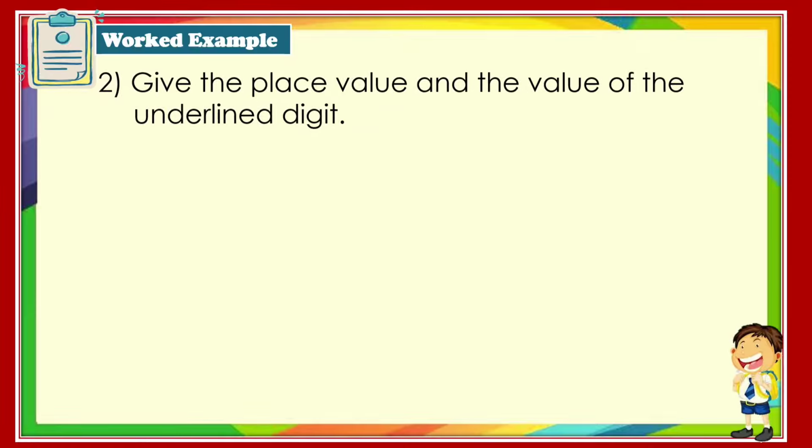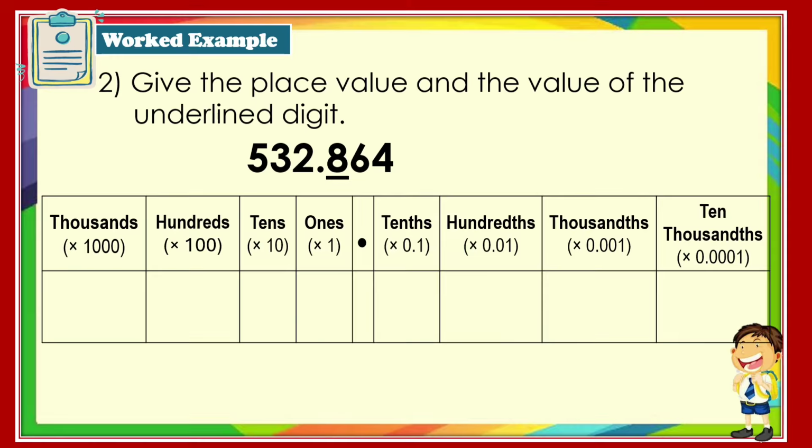Example number 2. Give the place value and the value of the underlying digit. The number is 532 and 864 thousandths. We can use a place value chart to answer the question, what is the place value and the value of the underlying digit. So before that, let's put all the digits in the place value chart. Let's start with the decimal point, which is the point of reference. And then to the left of the decimal point, we have the ones place, which is 2, the tens place, which is 3, the hundreds place, which is 5.